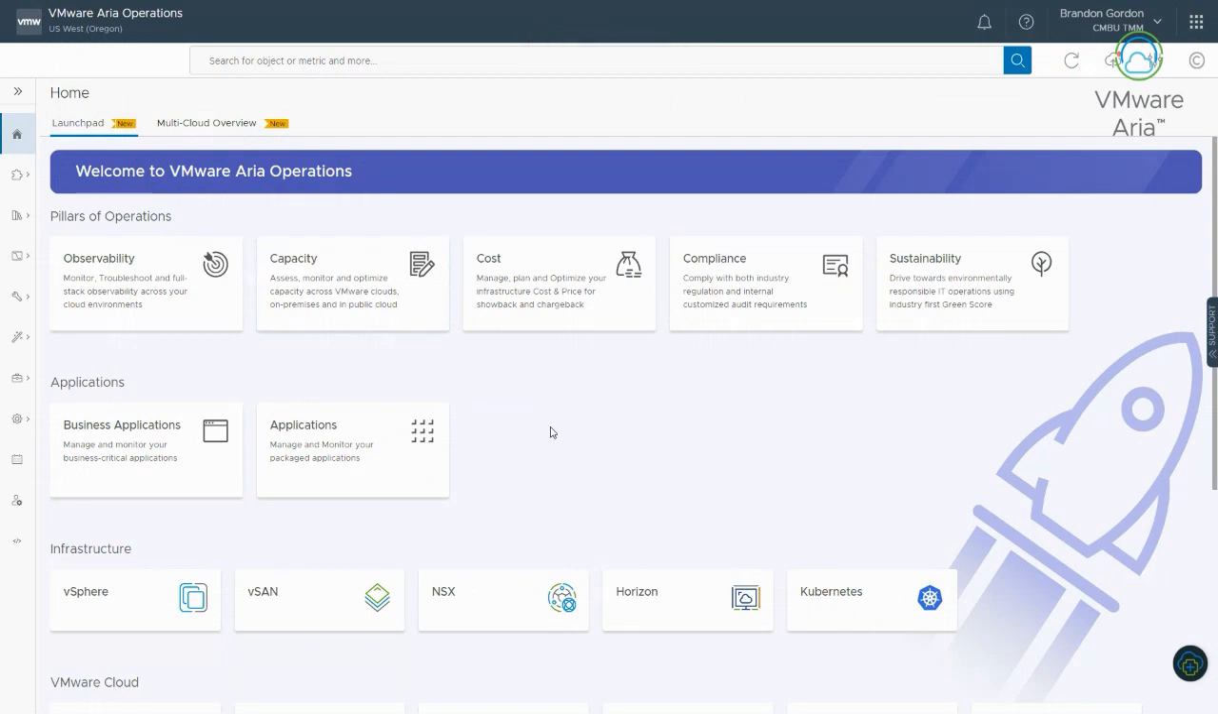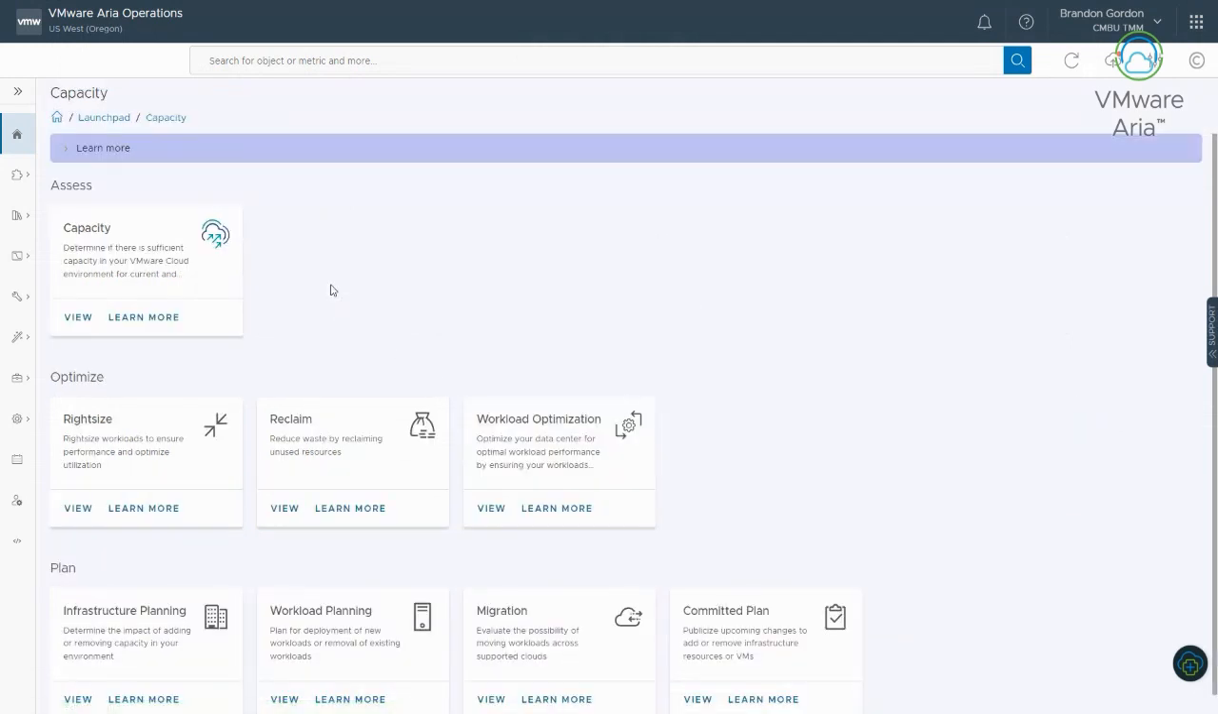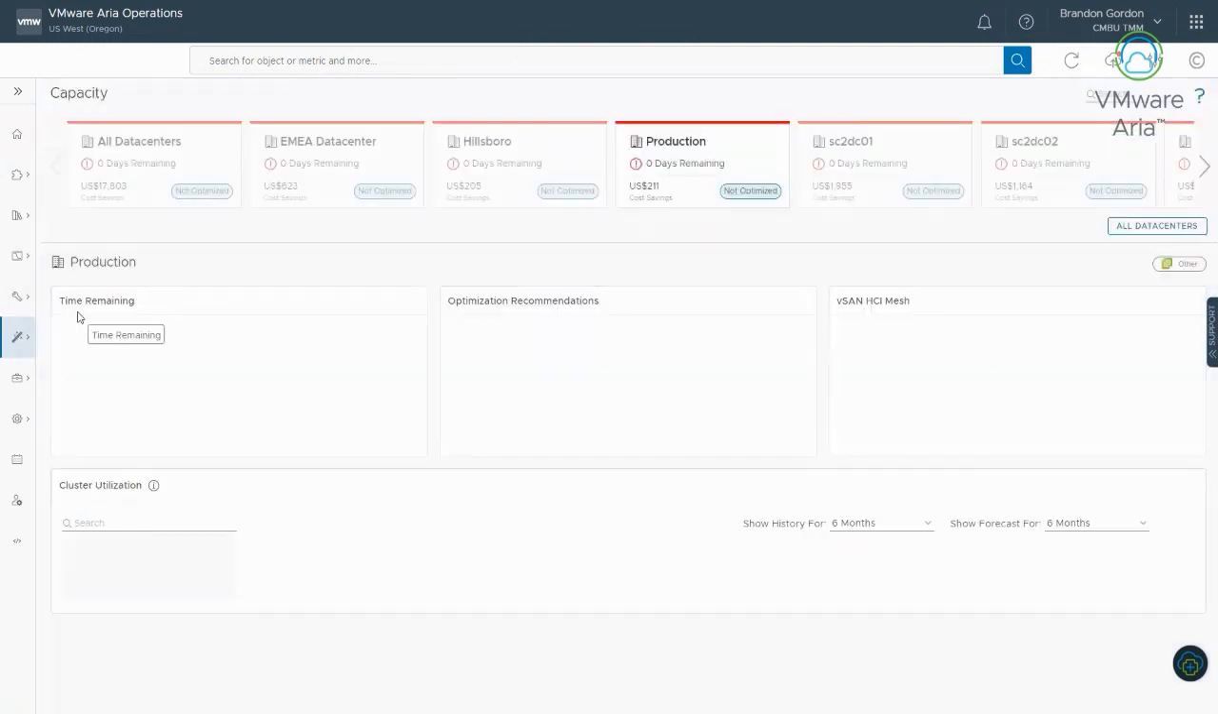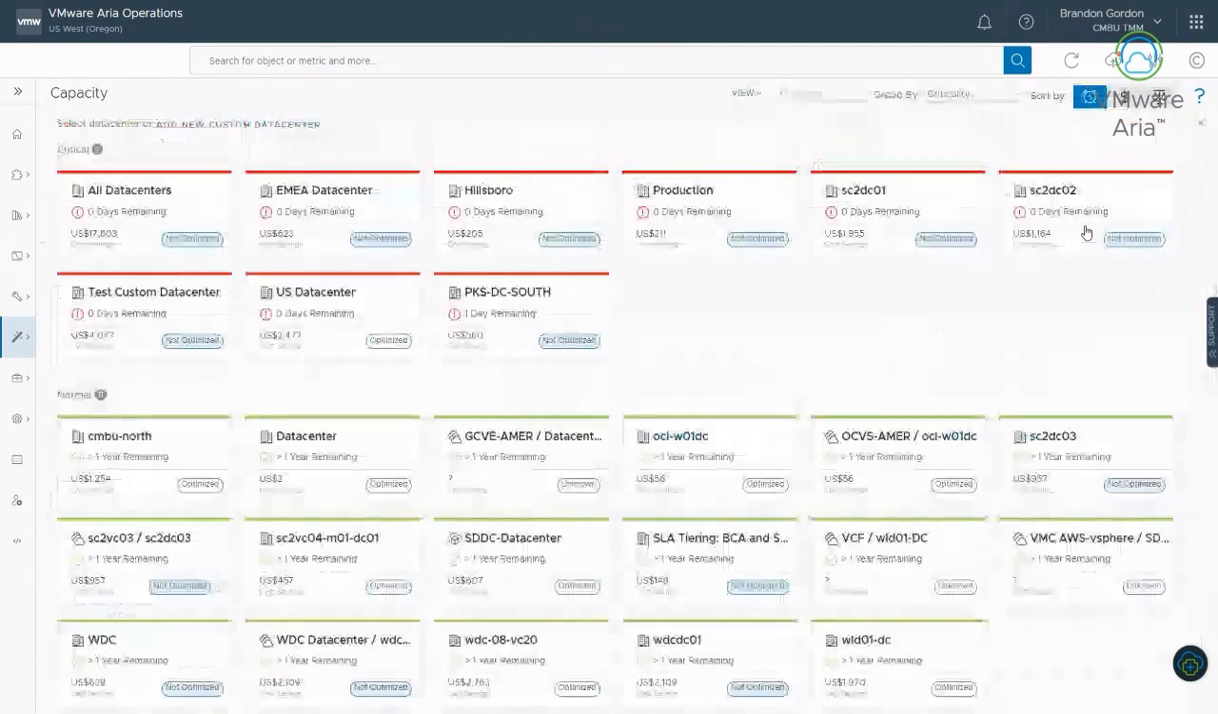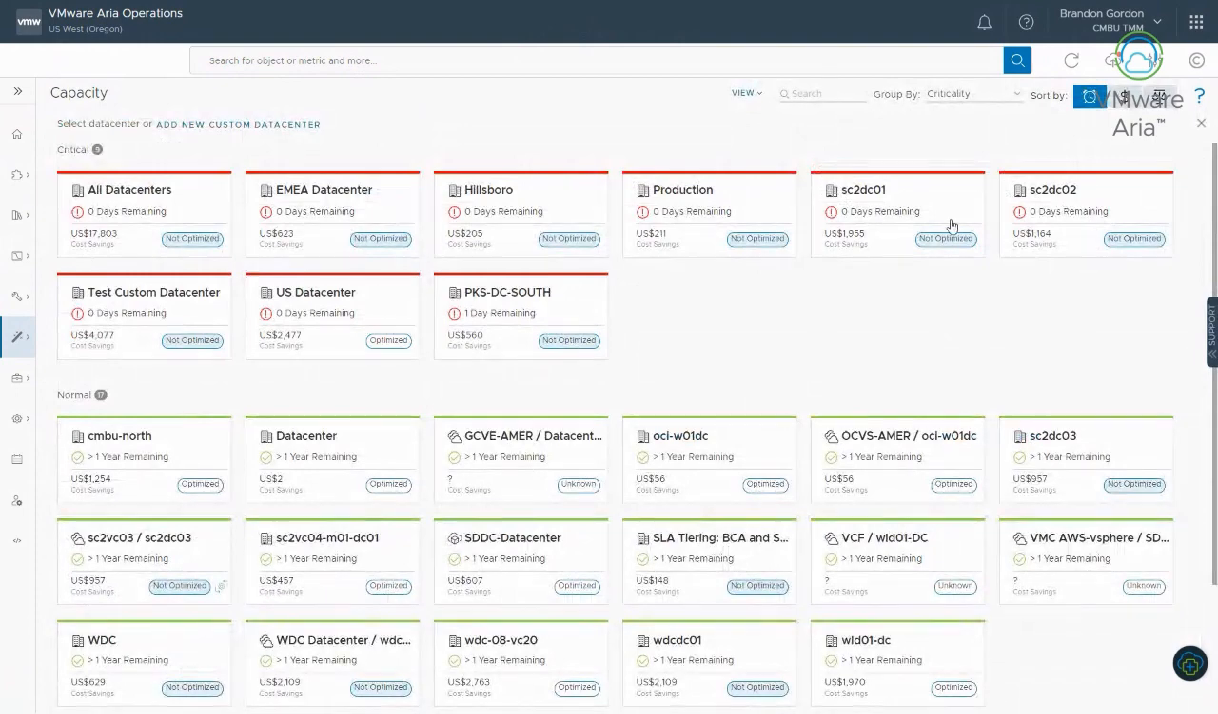So to start off, I am on the launch pad in Aria Operations. Since we're talking capacity, I'm going to go into the capacity one here. And again, this is looking at the capacity of my vSphere clusters in my VMware cloud environment. So let's go into capacity here. And what you can see now is, let me go to the all data centers view. So what you can see here is all of my data centers, grouped by criticality.